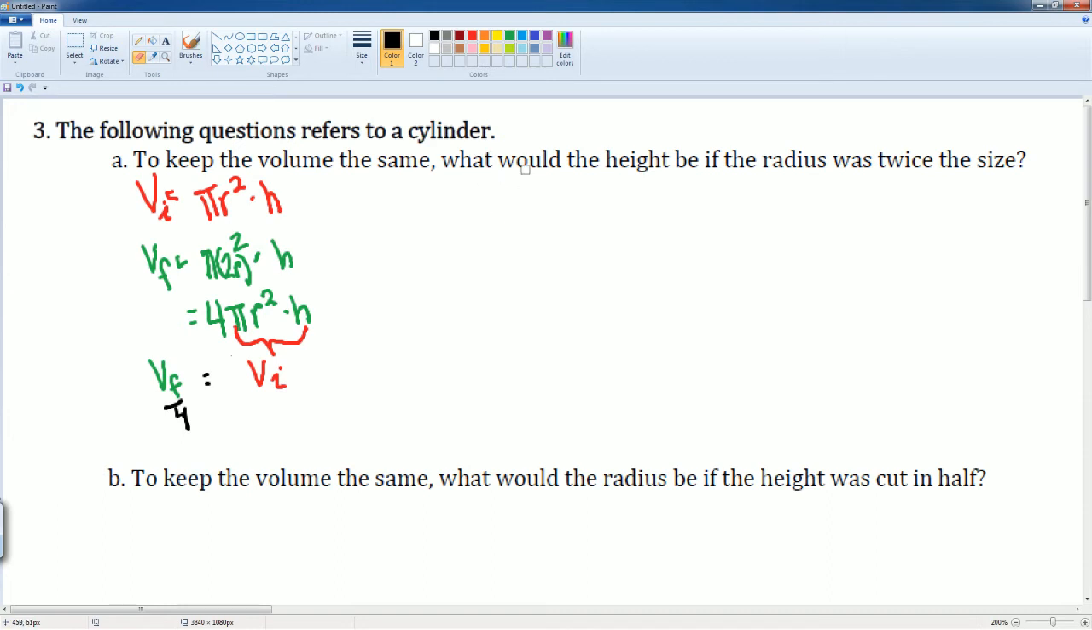So what would the height be if the radius was twice the size? To keep it the same, this is what we have to introduce to the height. The height would have to be divided by 4. Do you see that? Because this is really 1 divided by 4. So that's what you need to do to the height. You would have to divide by 4.